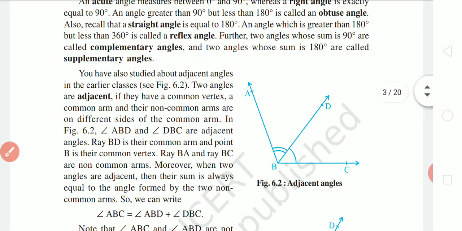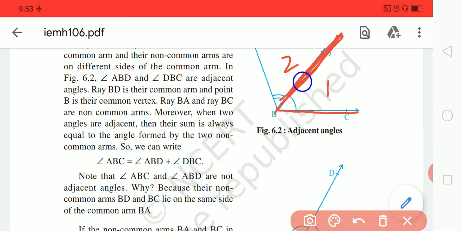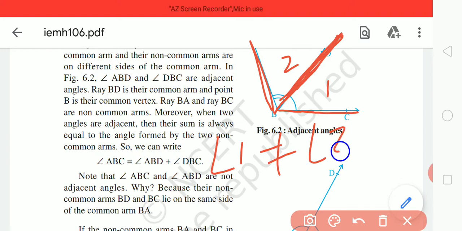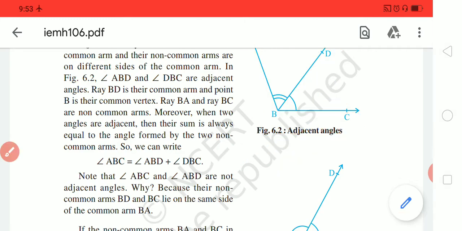Now come to the next one. What are adjacent angles? If two angles, 1 and 2, share a common arm, this is the common arm for these two angles, and the measurements are different, meaning angle 1 and 2 may be equal or not equal, but they take separate spaces, and they share a common arm. These are two adjacent angles. So angle 1 and angle 2 are adjacent angles, right?